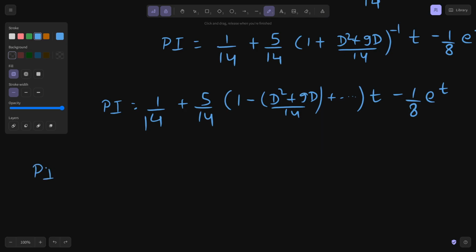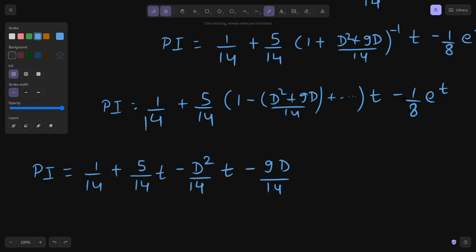Now let's solve it further. So 1 by 14 plus 5 by 14 multiplied by 1 and multiplied by t, so I am writing it as 5 by 14 t, and then minus of, again, the second derivative, if I write it separately, minus 9 times the first derivative operating on t, minus 1 by 8 e power t.